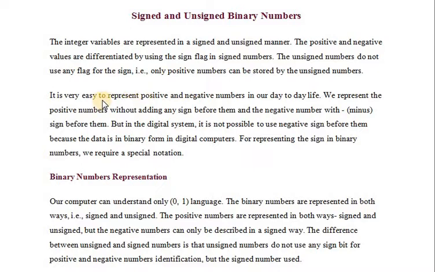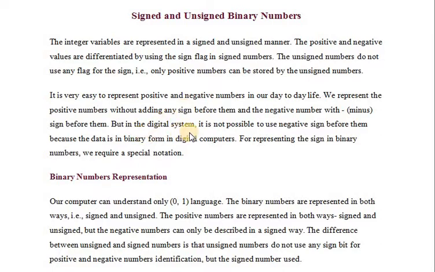It is very easy to represent positive and negative numbers in our day-to-day life. We present the positive numbers without adding any sign before them, and the negative numbers with a minus sign before them. That is what I have said. If you are representing the number 5, it indicates it's a positive 5, plus 5. If we indicate a minus sign before 5, it indicates a negative number, that is minus 5. If you indicate without sign, just only 5, that indicates it's a positive number.